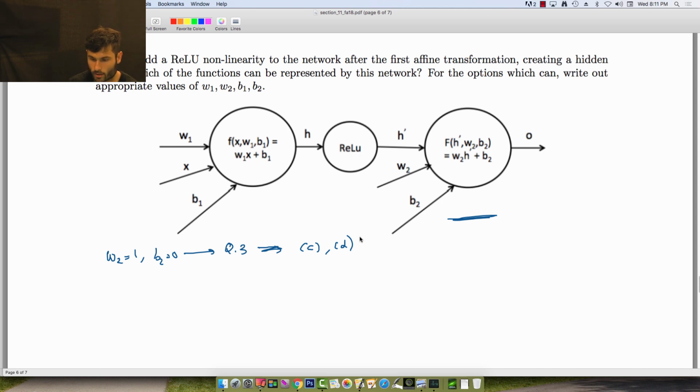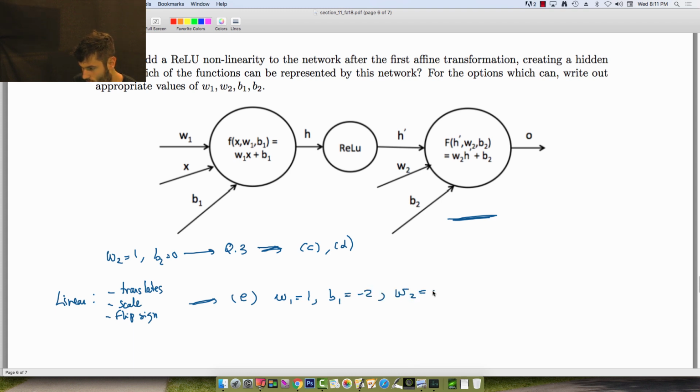Furthermore, the linear layer can translate, also scale the values, and it can also flip the sign. So this means that we can also represent graph E if we set the parameters W1 to be 1, B1 to be minus 2, and W2 to be minus 1, and B2 to be 1.